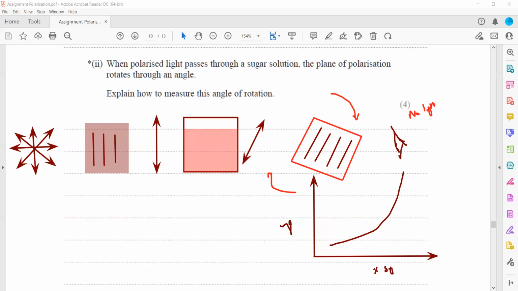Is it clear how we work out the concentration of a sugar solution with unknown concentration? Yes, sir. The angle is on the y-axis, right?